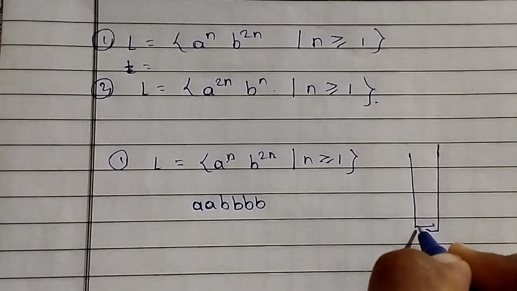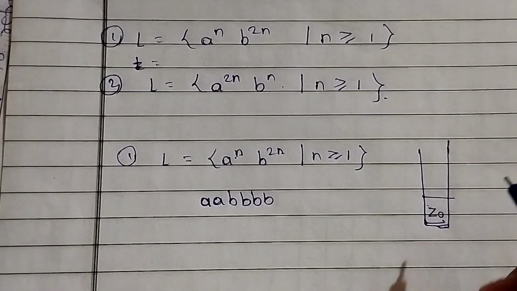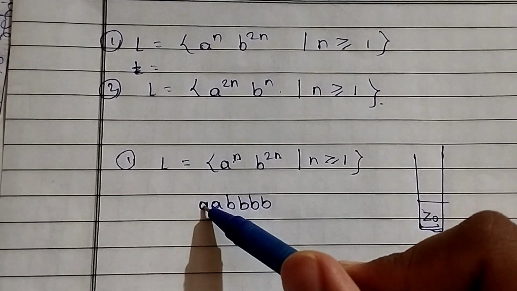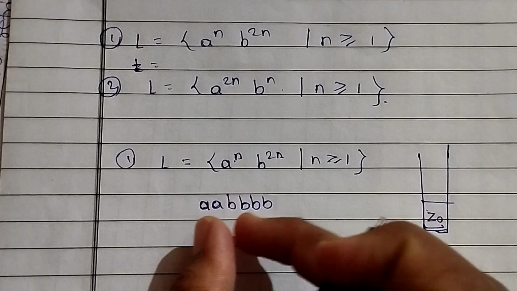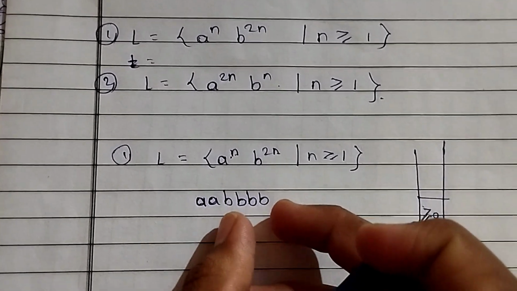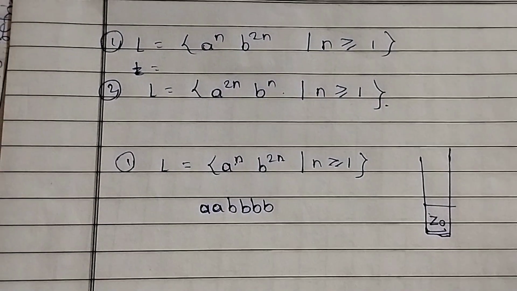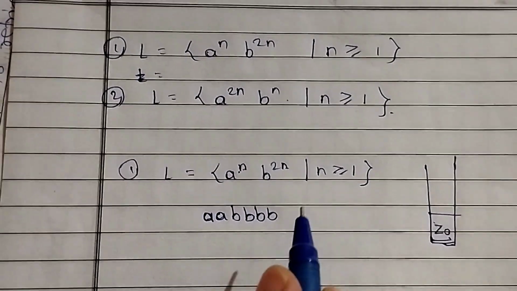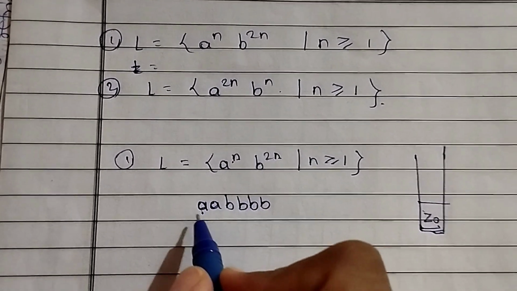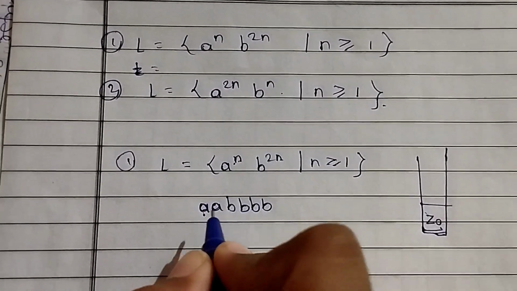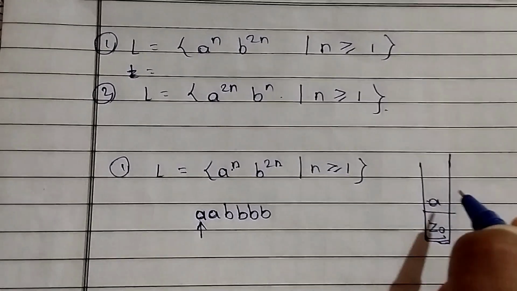we consider the stack, where initially z0 is present in the stack. Now when this a comes, we push this a, but here only 2 a's are present and 4 b's are present. So how do we pop or push these a's and b's so we get the acceptance state at the end? For that we assume when we read this first a, that time we push 2 a's in this stack.